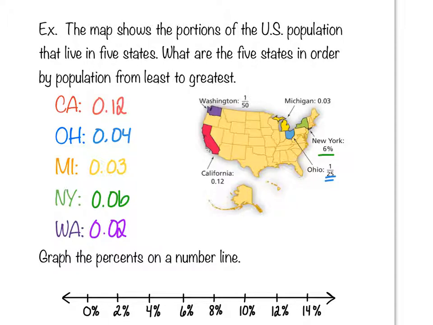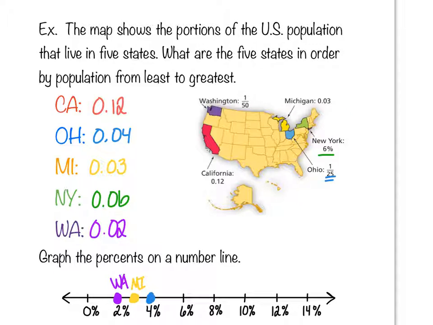So then to convert this, this number line here has percentages. So obviously we can just move the decimal over twice to find out what the percent is, and then we can write it down. The least populated was Washington, we said, which was 2%. And the postal code for Washington is WA, it's an abbreviation for it. And then we've got Michigan, which is 3%, which is halfway between 2 and 4. So MI for Michigan. And then we've got Ohio, which is 4%.